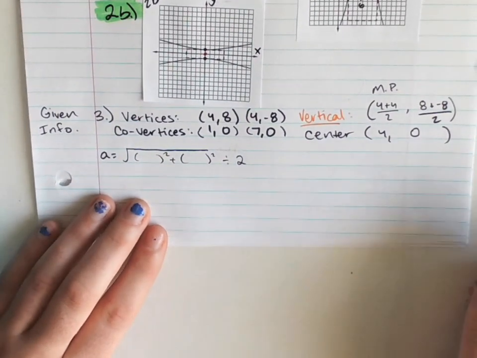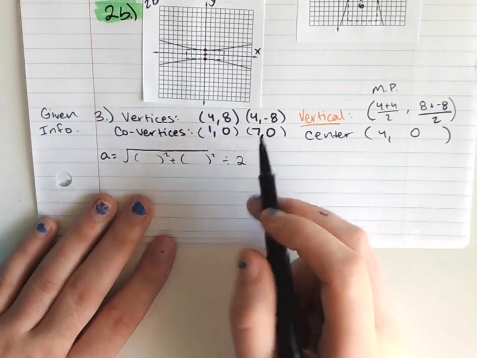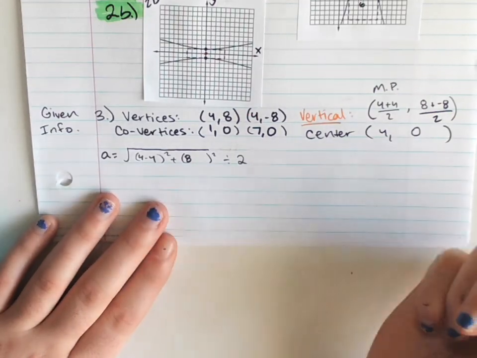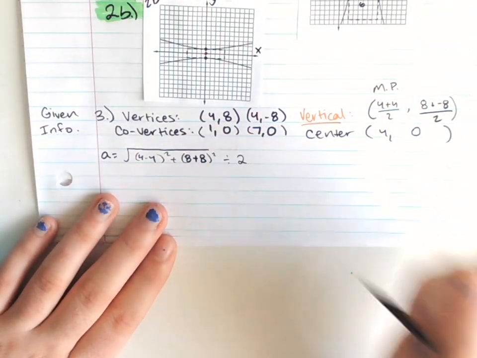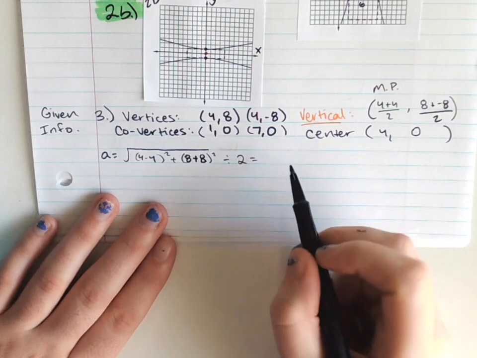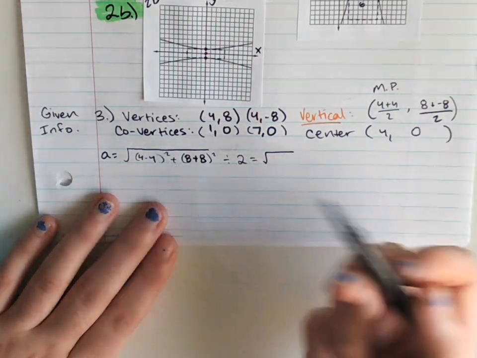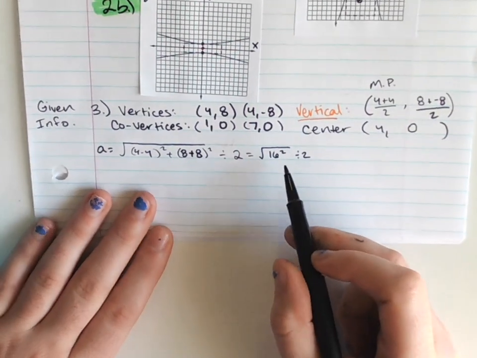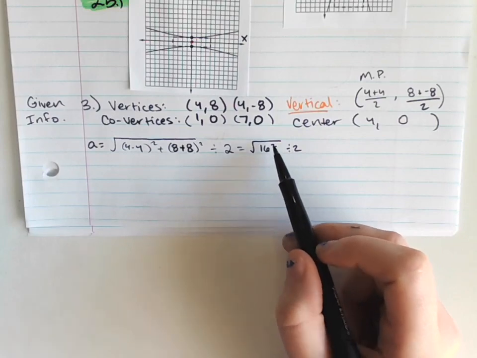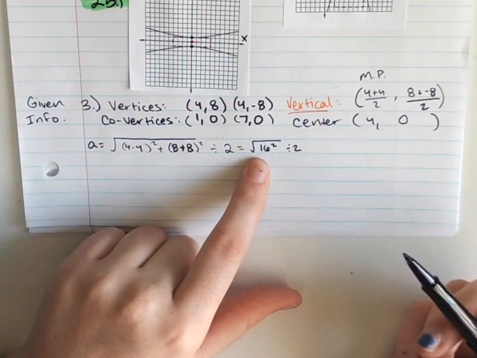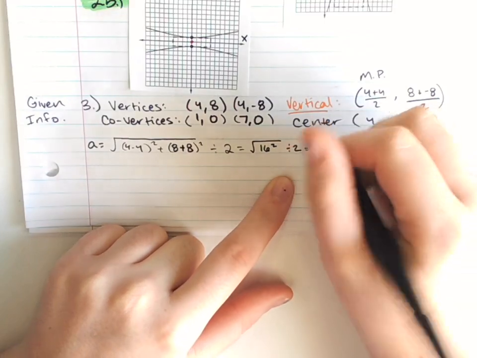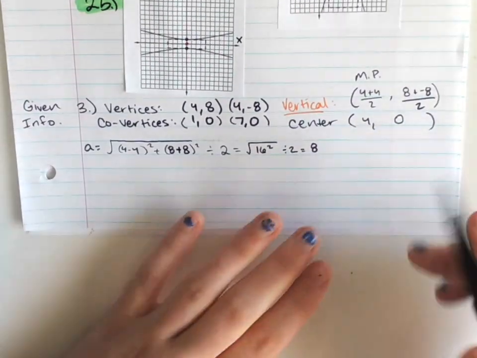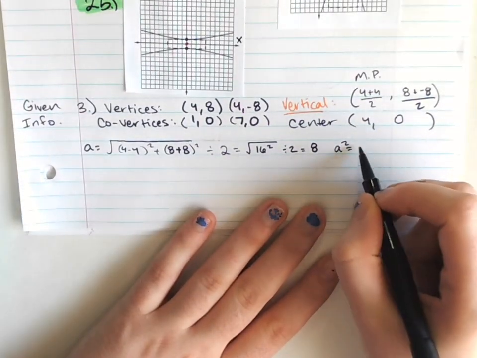After this we do the distance formula. We find the difference in the x's, 4 minus 4, and 8 minus -8. Now 8 minus -8 is really plus 8. So this becomes the square root of 0 squared plus 16 squared. Because of our principle, the square root of 16 squared is just 16. Then we cut 16 in half, which is 8. So if a equals 8, then a squared equals 64.